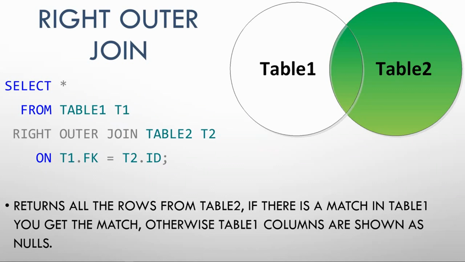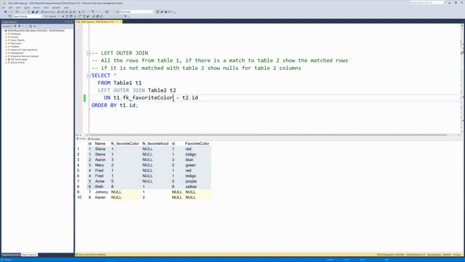And what left and right implies is that the first table is considered the left table. That's table 1 in this case. And the second table is considered the right table. That's table 2 in this case. Let's take a look at how that query differs.